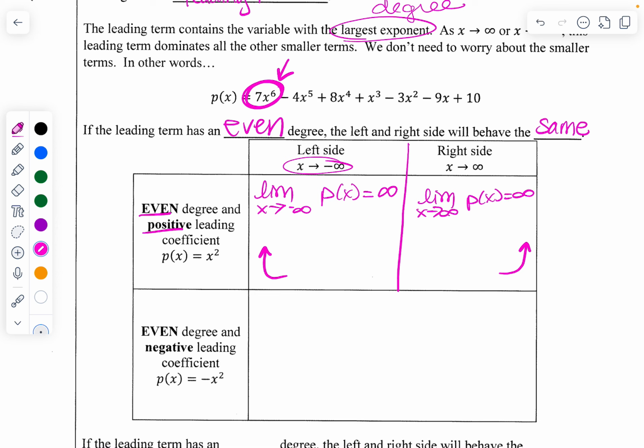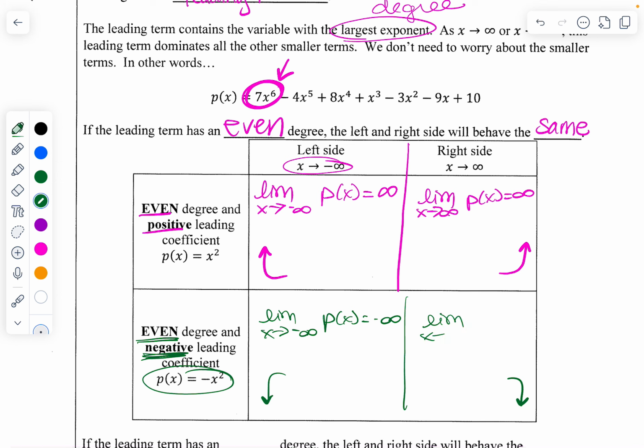So we're going to say the limit as x approaches positive infinity, P of x is also going upwards to positive infinity. So if I was talking about even and negative, okay, something like this, remember even and negative means we're going to go to the right, down, and we're even, so we're going to match it. So we say the limit as x approaches negative infinity, aka left, P of x is going to negative infinity. And on the right side, the limit as x approaches positive infinity, P of x is going down to negative infinity.